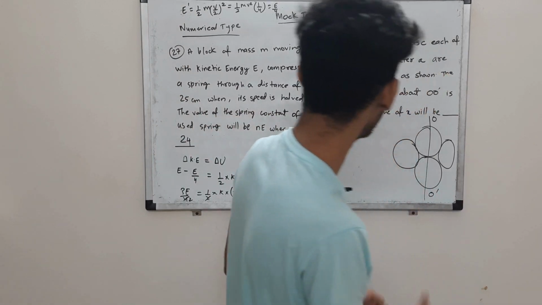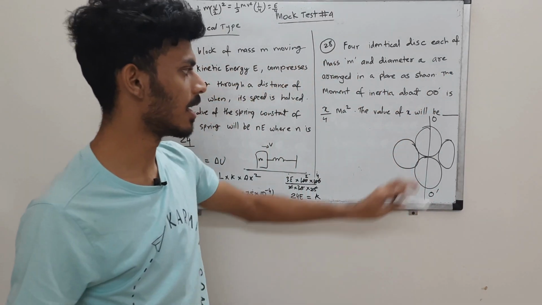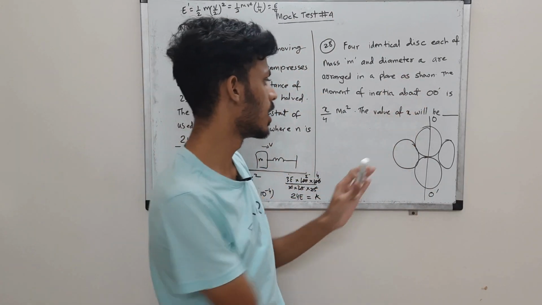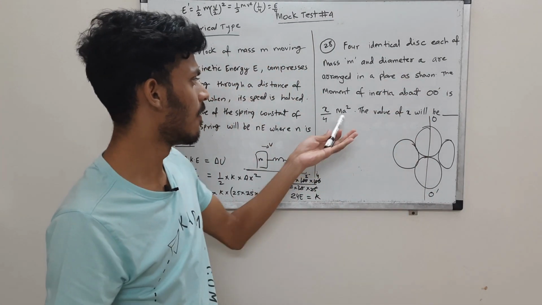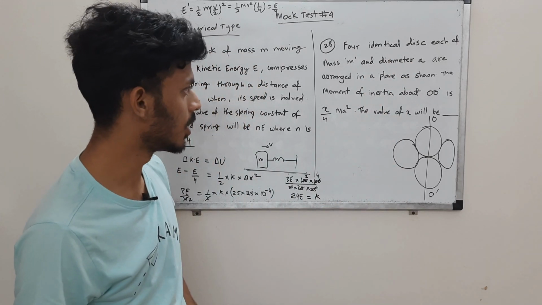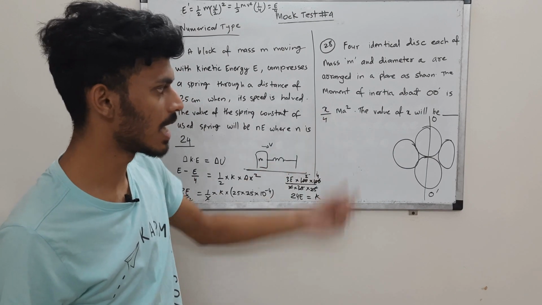Let's come to this one. Here we have some identical discs in this arrangement. You are given that the moment of inertia about OO dash, this axis, is given as this, where A is the diameter. Keep that in mind. Here you are supposed to find the value of this x.